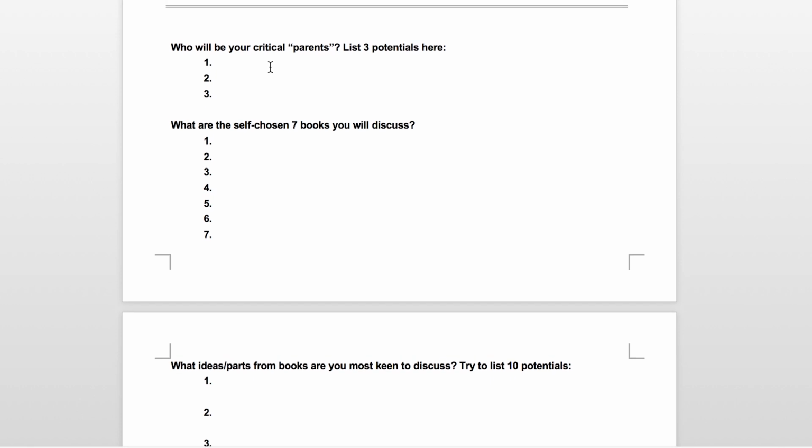Okay, so the first thing you want to do, make a list of your critical parents. I would recommend three potentials. Read around and try to find names that come up over and over again. For example, if you're big into Shakespeare, you'll see a fellow called Wilson Knight come up quite a lot. You'll see Hazlitt, you'll see Johnson, you'll see Harold Bloom. Who else will you see if you like Shakespeare? A.C. Bradley, particularly in regards to tragedy. So that's just Shakespeare alone.